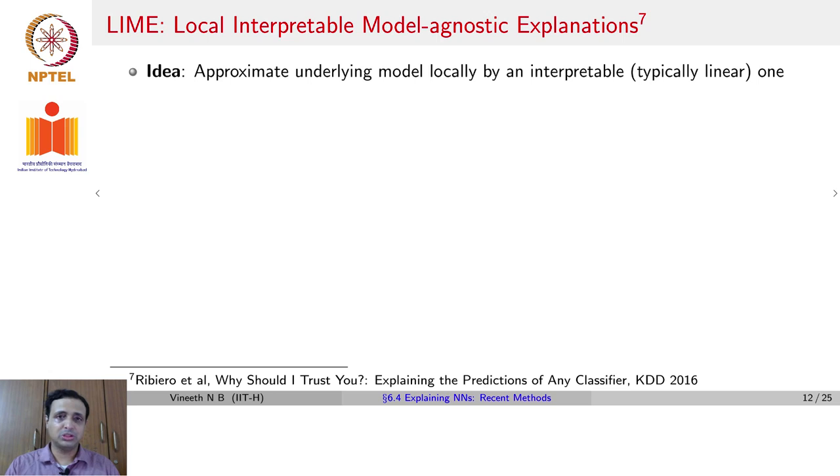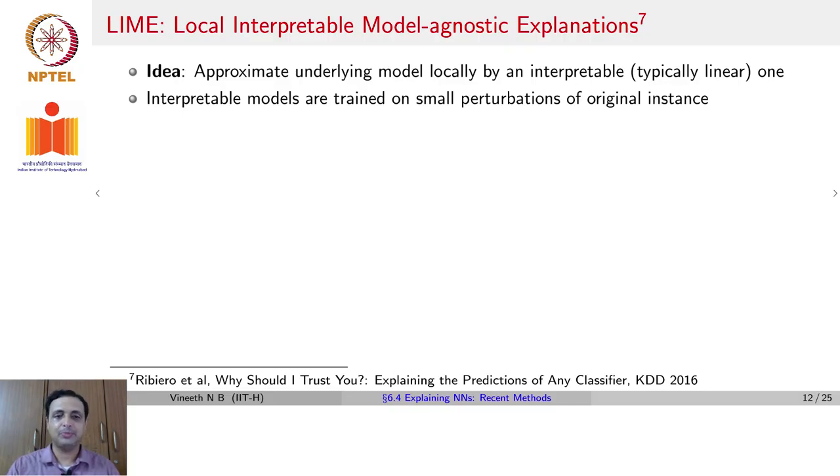A popular approach for explainable machine learning in general, not just neural networks, not just CNNs, is known as LIME. LIME stands for Local Interpretable Model Agnostic Explanations. So each of those words means something which should become clearer when we explain the method. The way the method works is to approximate any underlying model by an interpretable linear model. Let's see how it does that.